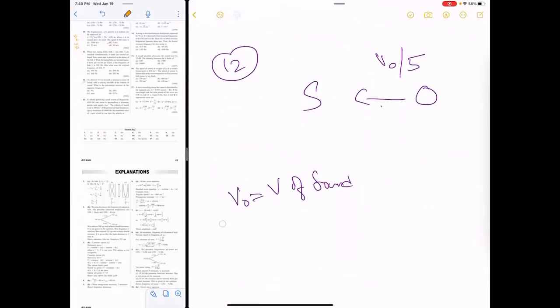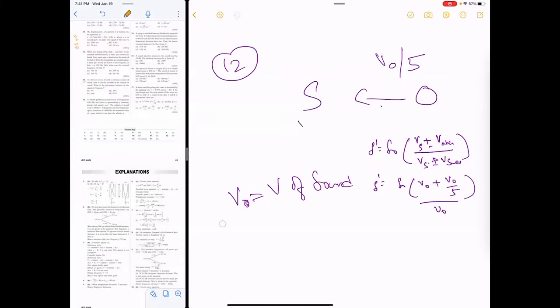Okay. Now, we have this Doppler's effect. F dash is F naught into (velocity of sound plus velocity of the observer) by (velocity of sound plus or minus velocity of source). Source is in the denominator, observer is in the numerator. So F dash is equal to F naught into (V naught plus velocity of observer) by V naught. Velocity of observer is V naught by 5. He's moving towards the source, so what he hears will be more, so I should write plus V naught by 5. Velocity of source is 0. So F dash is F naught into (5 plus 1) by 5, V naught gets cancelled. It is 6 by 5.